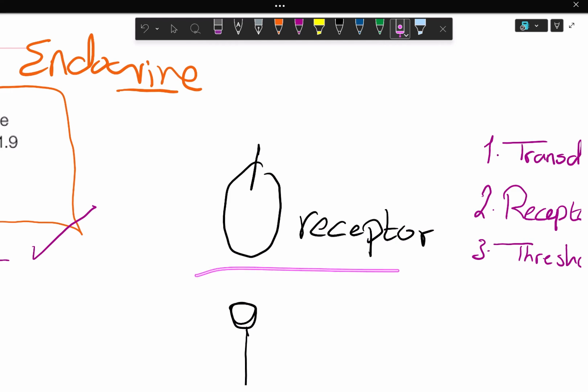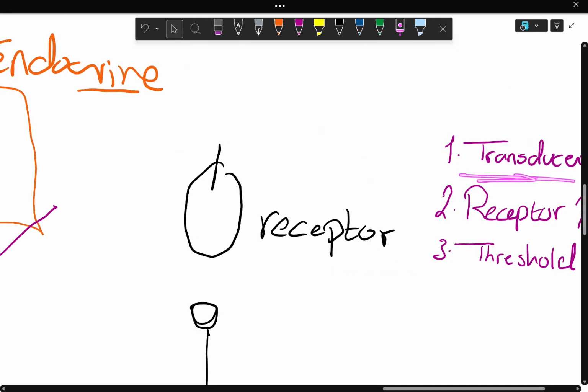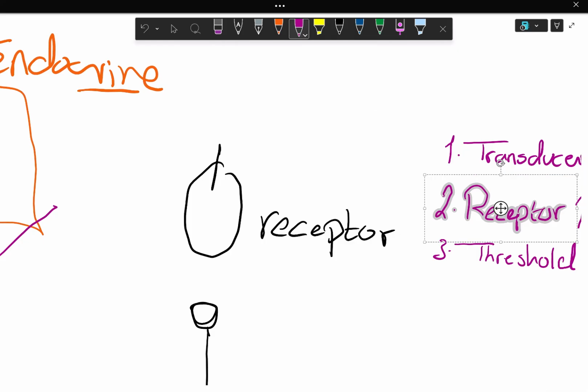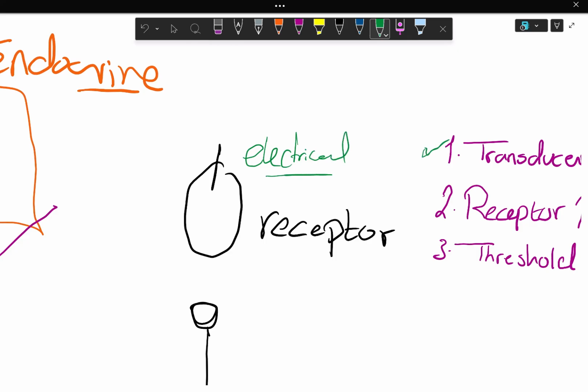So the role of this receptor is to translate, or in other words, transduce this energy from whatever type it is into something our body understands, which is electrical energy. Okay, so this is the function of the receptor. Number one, it's a transducer. For example, the receptors in your eyes transduce the light into electricity, and the sound waves into electricity. So any sort of energy is transferred into electrical energy.